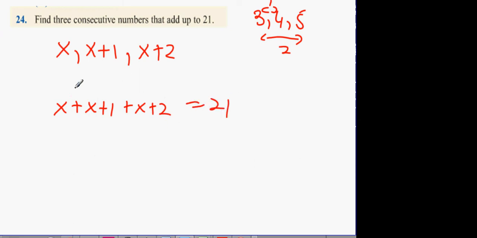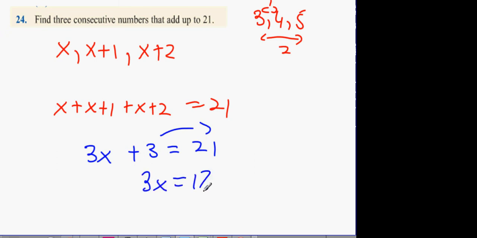21. How many x's do we have? 3x plus 3 equals 21. Bring over the 3, 18. x equals 6. It means it's 6, 7, and 8. And when you add them together, you get 21.